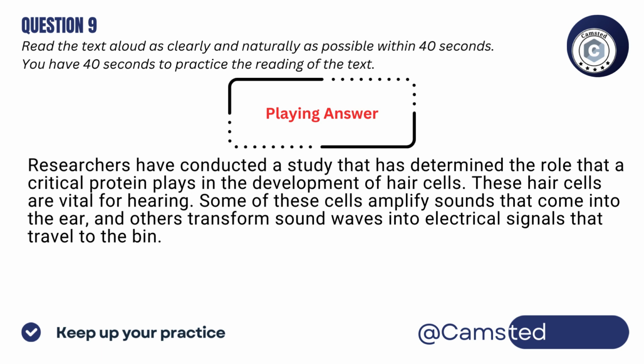Researchers have conducted a study that has determined the role that a critical protein plays in the development of hair cells. These hair cells are vital for hearing. Some of these cells amplify sounds that come into the ear, and others transform sound waves into electrical signals that travel to the brain.